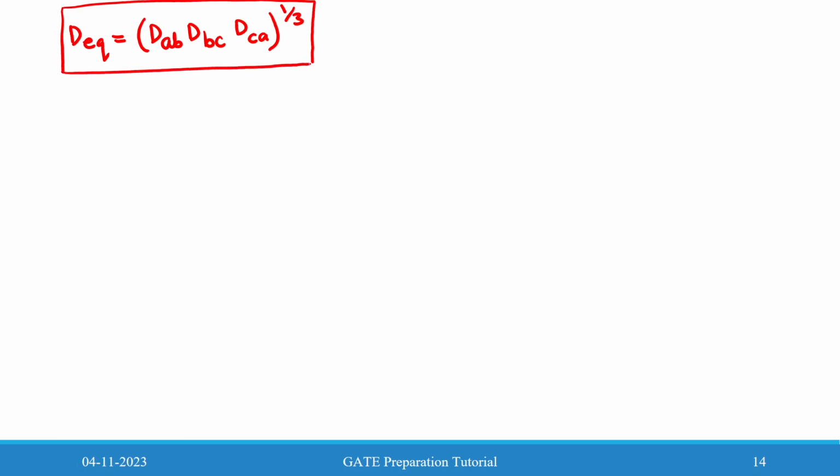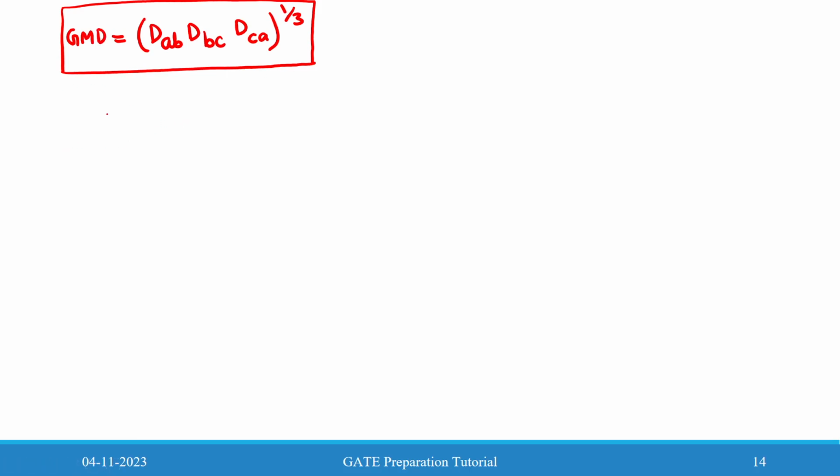For finding the D equivalent, it is DAB, the distance between A phase and B phase conductors, and DBC, the distance between B phase and C phase conductors, and DCA, the distance between C phase and A phase conductors, to the power 1 divided by 3. This is the expression for GMD.